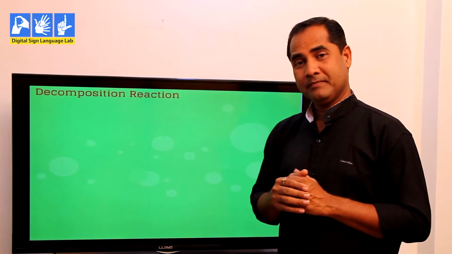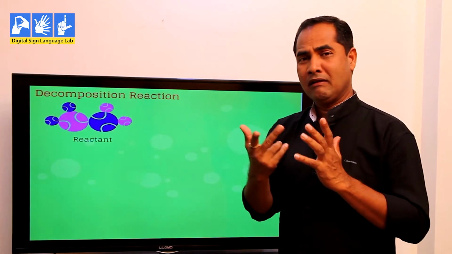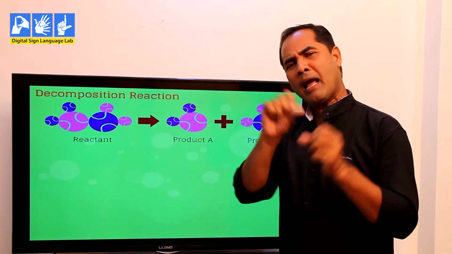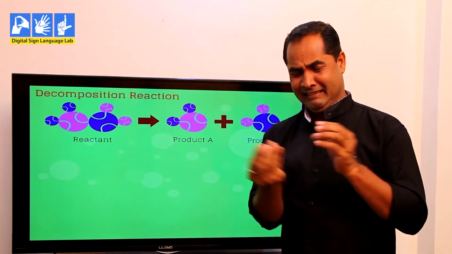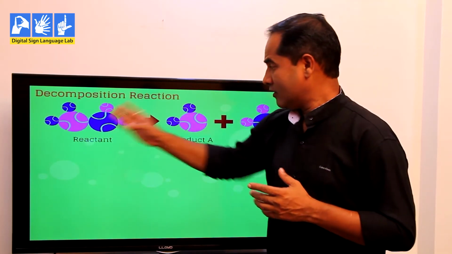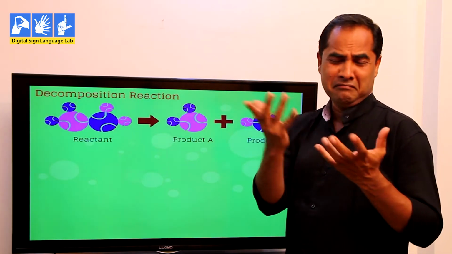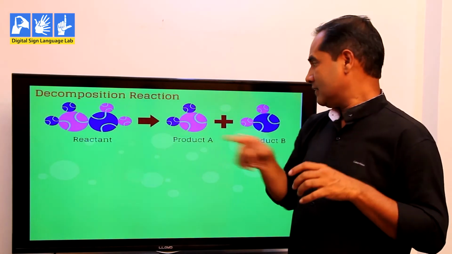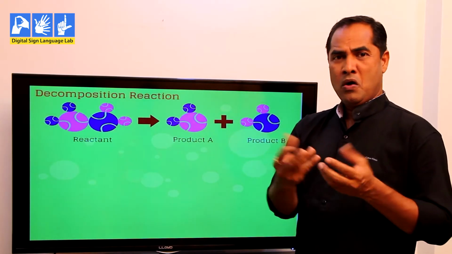Next, we would learn about decomposition reaction. What does it mean? That we have one reactant and after applying heat, it breaks down into 2 or more products. It could be metal or gas or liquid, and it breaks down into 2 or more products.